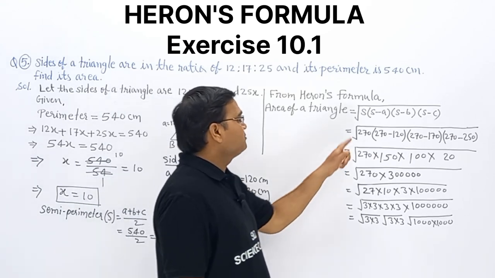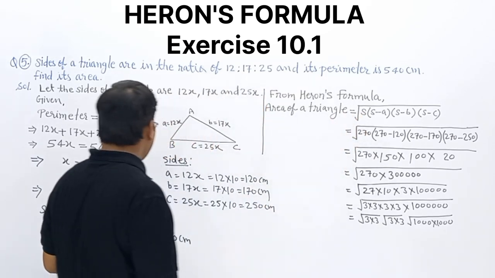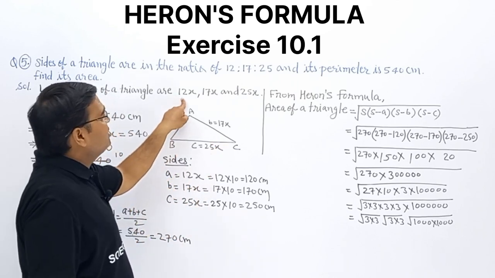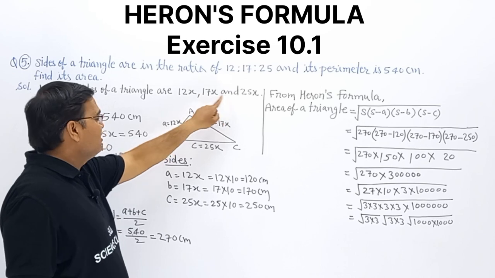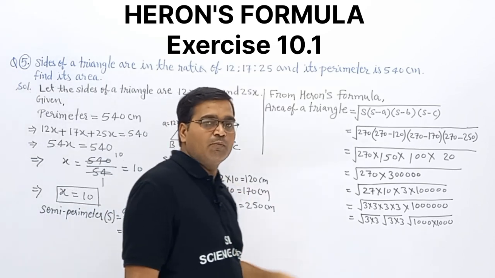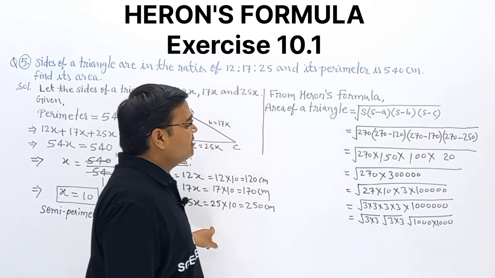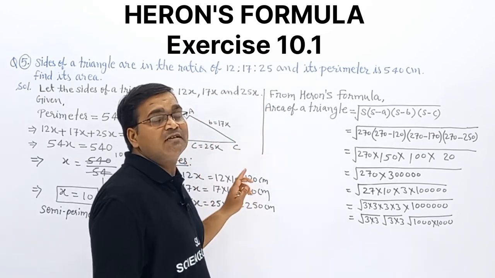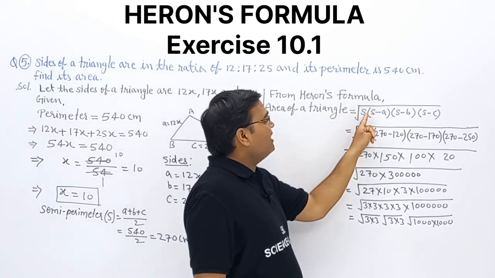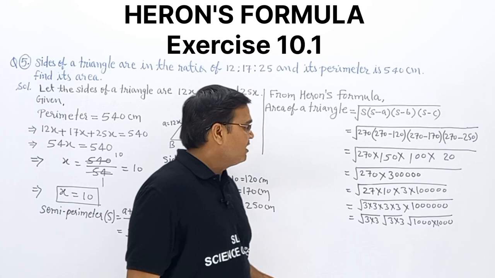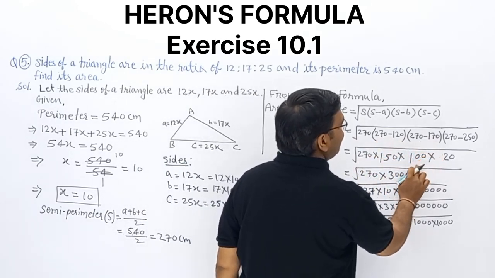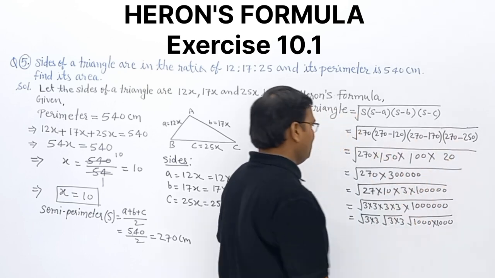Observe what I am doing. We have s equal to 270. a, b, c are what we obtained. We assumed the ratios are given. We assumed the sides and obtained the value of x. Why? Because we have the perimeter, so we can obtain the value of x. Putting it in and solving, we get the exact lengths of the sides. Now we have s, a, b, c. We put them in and solve. When we subtract, we get 150, then 100, then 20.